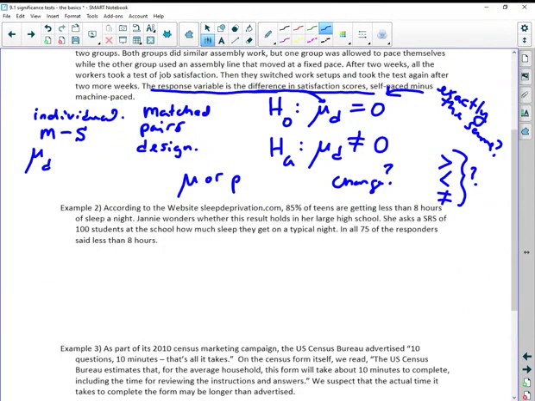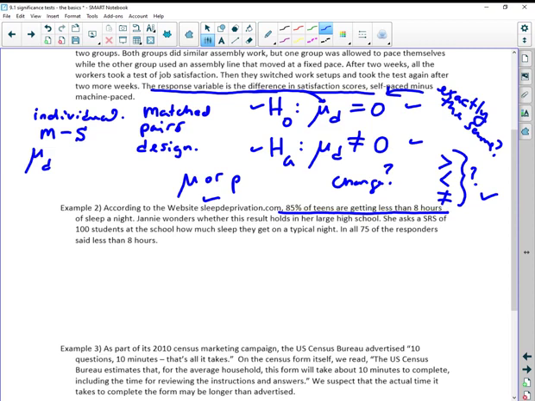Okay, so think about your symbol, set up your hypotheses, set up with the numbers, make sure you're checking what direction it is describing. Okay, website, 85% of teens are getting less than 8 hours of sleep.